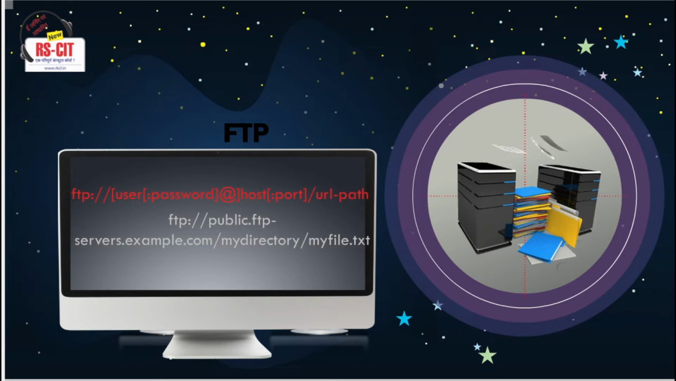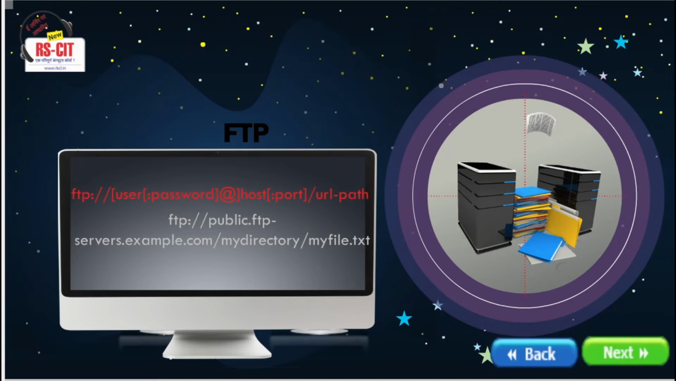FTP URL syntax is of the form ftp://[user[:password]@]host[:port]/url-path, where the bracketed parts are optional. For example, the URL ftp://public.ftpservers.example.com/mydirectory/myfile.txt represents the file myfile.txt from the directory mydirectory on the server public.ftpservers.example.com as an FTP resource.